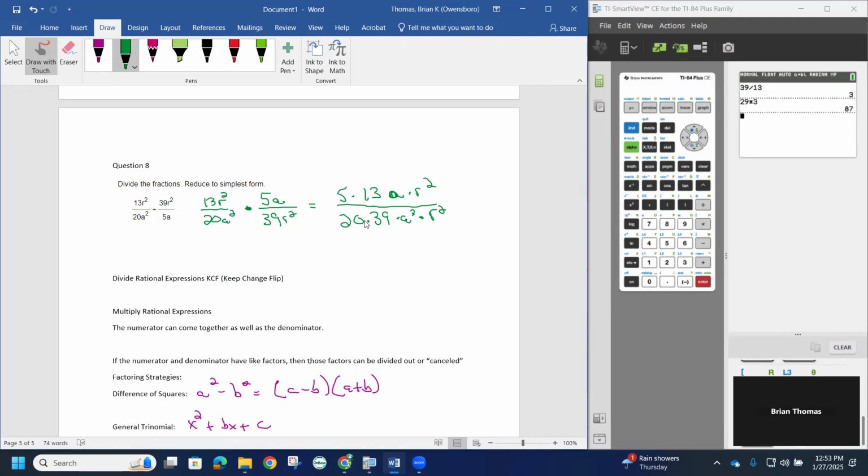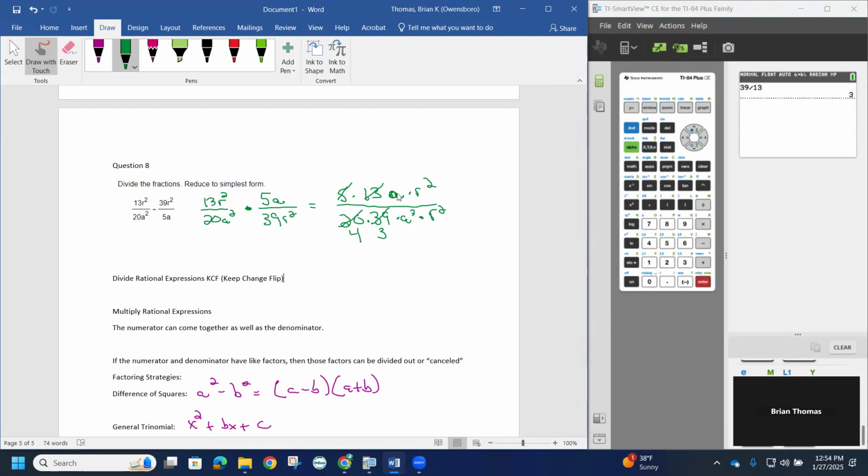So what we can do now is try to start canceling out like factors. Notice that a 5 and a 20 have a factor of 5 in common. So I can divide the 5 out of the top, and 20 divided by 5 turns into a 4. So I have a 4 remaining in the denominator. Notice that I believe 13 does go into 39. Is 13 a factor of 39? Yeah, 3 times. So I can divide the 13 by 13 and get 1. 39 divided by 13 will give me a 3.